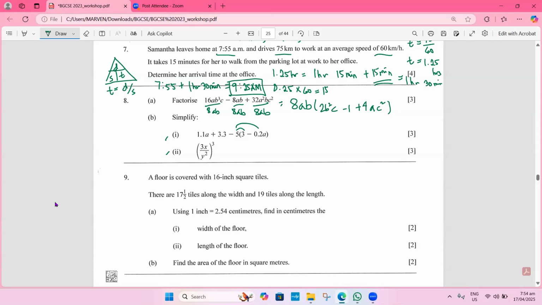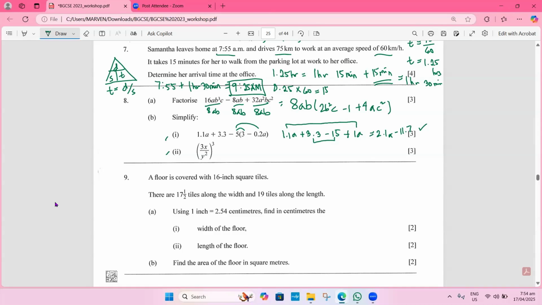First you need to distribute negative 5 to 3 minus 0.2a by multiplying. So let me just first copy 1.1a plus 3.3, and this will become negative 5. Negative 5 times 3 is negative 15, and negative 5 times negative 0.2a will become plus 1a. And then we're going to combine like terms. So we have 1.1a plus 1a, that is 2.1a. And then 3.3 minus 15 will give you minus 11.7.